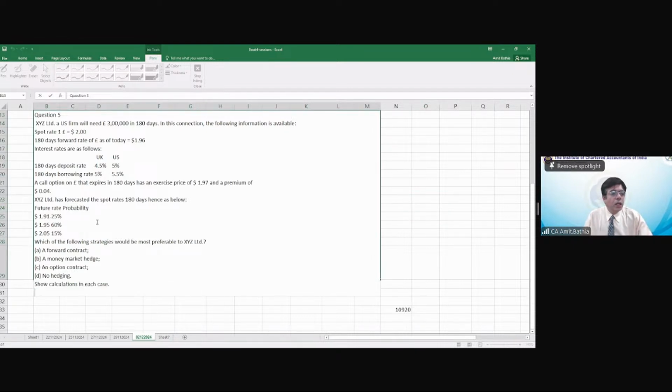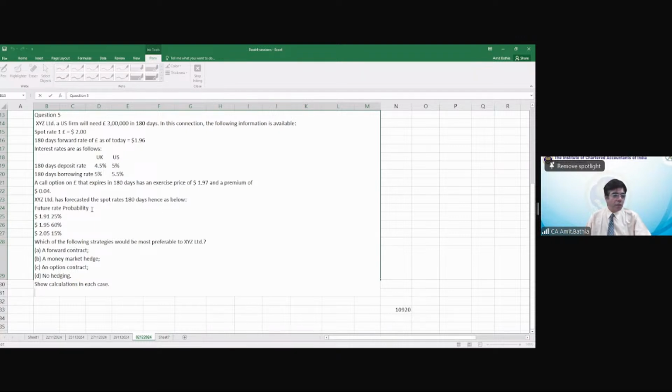All right. So interest rates are as follows. 180 days deposit rate in UK is 4.5% and borrowing rate in UK is 5%. In US, deposit rate is 5% and borrowing rate is 5.5%. A call option on pound that expires in 180 days has an exercise price of $1.97 and a premium of $0.04. XYZ Limited have forecasted the spot rates 180 days hence as follows.